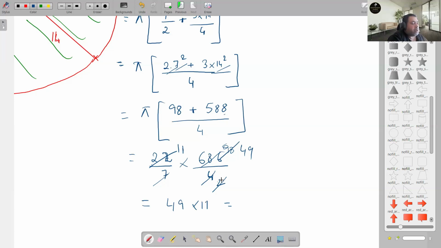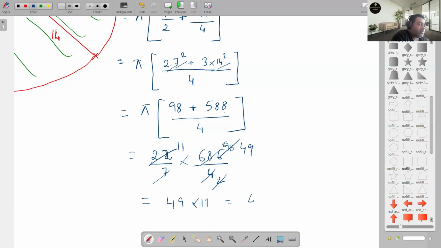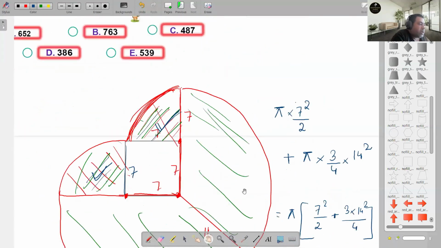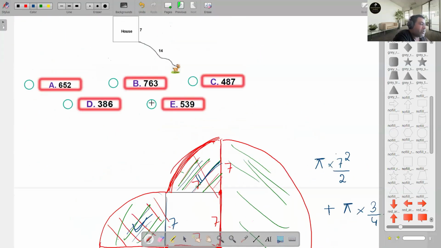11 and 2, and the 2 can go on this in 49 times. All right, yeah. 49 times 11, and that will be 490 plus 49, which should be 539. So 539 square units, whatever the unit is given, should be our answer, and that's option E.